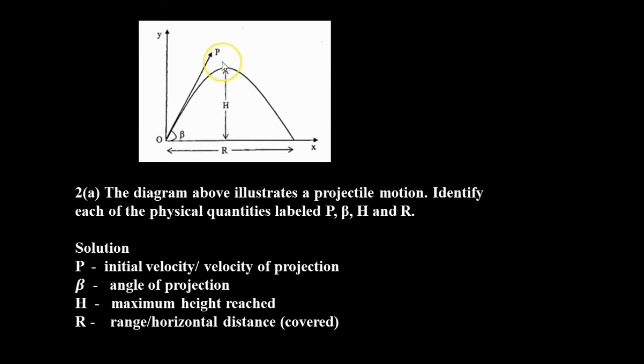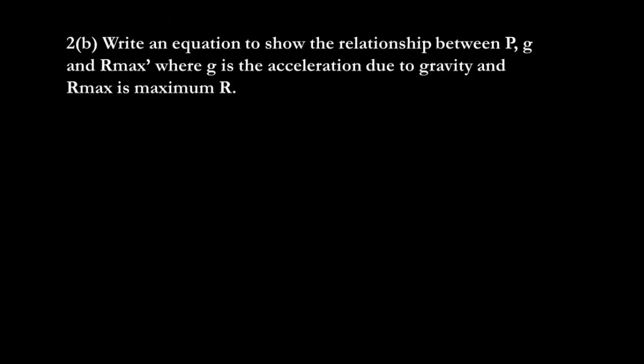Now in this case, the u is the initial velocity, but right here our initial velocity is p. So we are going to substitute u for p. Then we have p squared over g. So our maximum range is p squared over g. So R max is equal to p squared over g. And this is the relationship between R max, p squared, and g. This is the relationship between them.